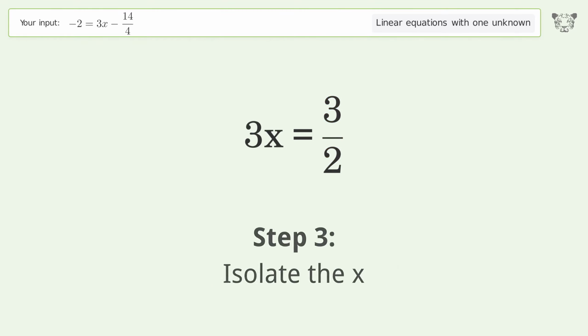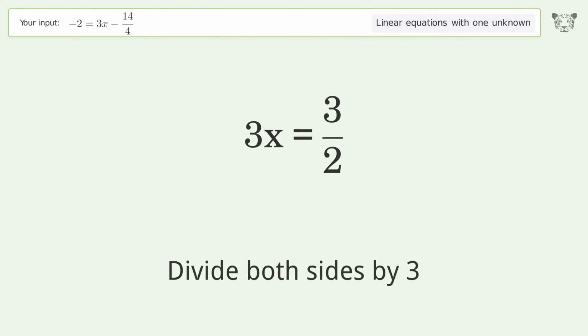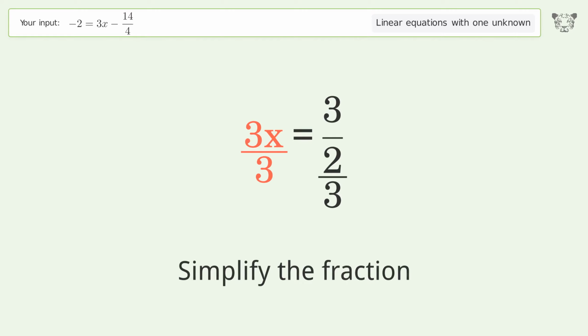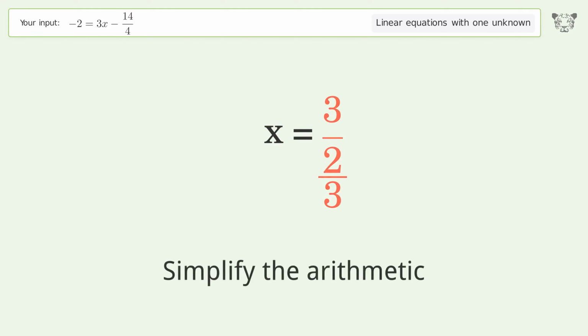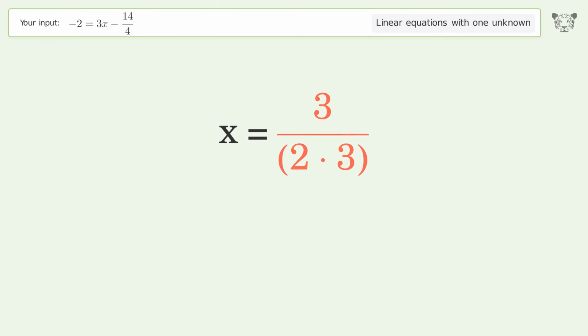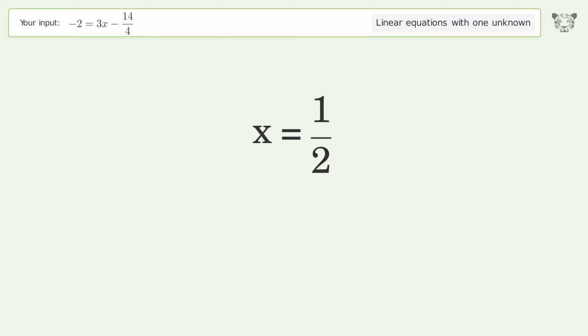Isolate the x. Divide both sides by 3. Simplify the fraction. Simplify the arithmetic. And so the final result is x equals 1 over 2.